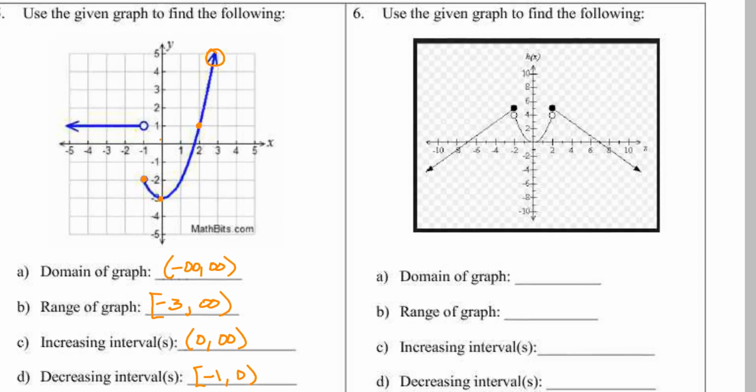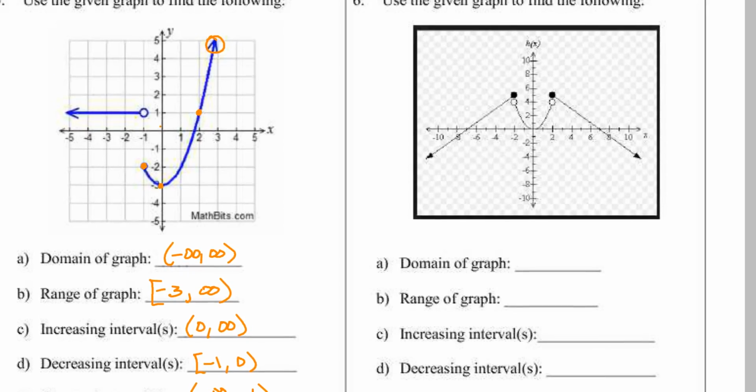Alright, so now on to number 6. The domain of the graph, again, if we look at it, everything exists all the way across the graph from left to right. There are no holes that aren't filled. So we have negative infinity to positive infinity for my domain. My range now has a highest point. The graph never goes above that value, but it goes low forever. So that's negative infinity until positive 5, and that has a bracket.